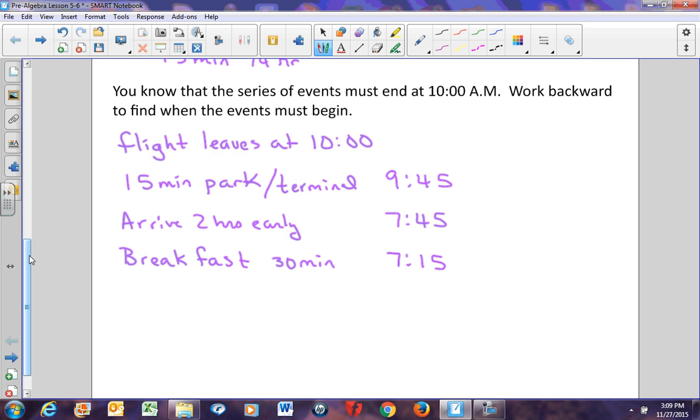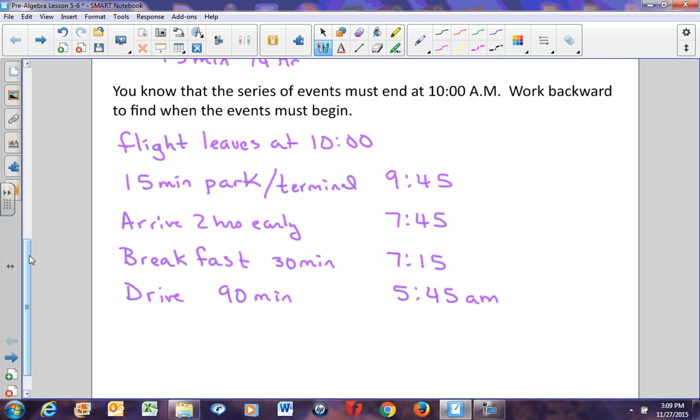And I know that it's going to take me 90 minutes to drive to the airport. 90 minutes is an hour and a half. So if I subtract an hour and a half from 7:15, an hour would be 6:15. Half an hour before that would be 5:45. So I need to leave my home no later than 5:45 a.m.